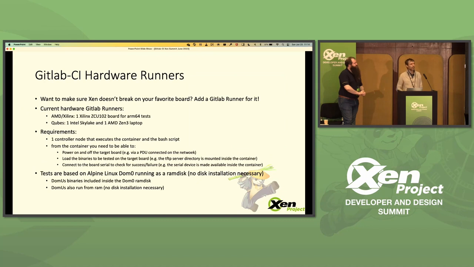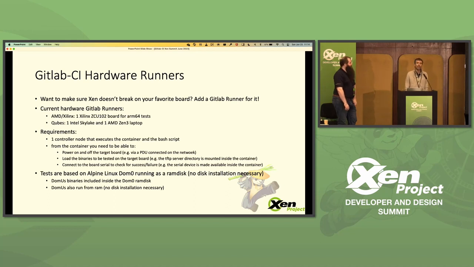Which leads me to encourage everyone in the community: do you want to make sure Xen does not break on your hardware? Get a runner up and running, and then it's going to be continuously tested. We have staging continuously tested on both the Xilinx runner and the Cubes runners. So now you really can make sure Xen releases are not going to break on your favorite board.